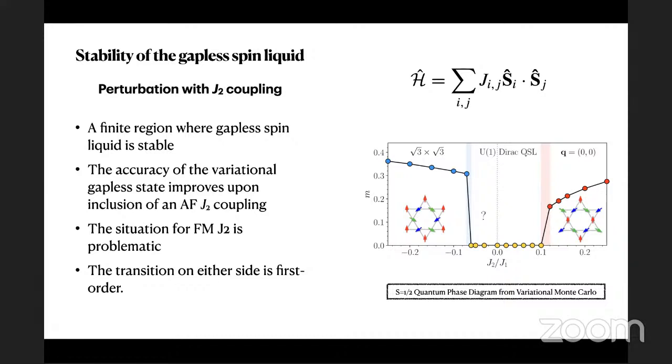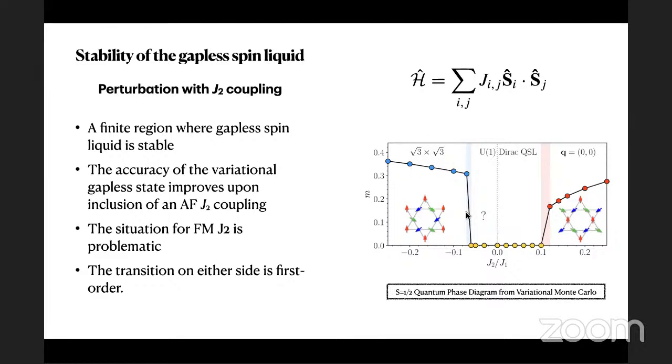What we found is that this gapless spin liquid is quite stable within a finite window of parameter space upon the introduction of a J2 coupling. This is the phase diagram that one obtains. Here I plot the magnetization on the vertical axis as a function of J2 over J1. The yellow dots show the region where the Dirac spin liquid is variationally stable. Beyond a certain critical coupling, around 10% of J2 on the antiferromagnetic side, there's a transition into the well-known Q=0, 120 degree order, whereas on the ferromagnetic side, it's a transition into a √3×√3 order.